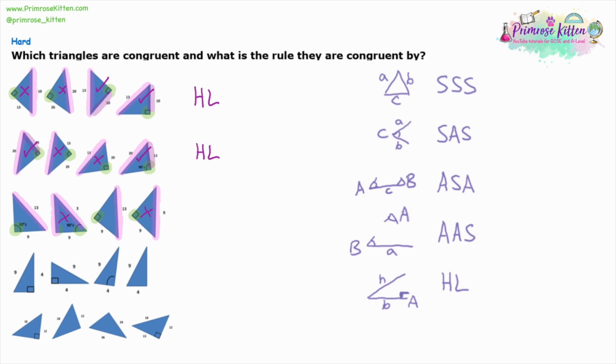So what about the first one and the third one? Do they both have the same length joining the hypotenuse and the right angle? We have 9 for the first one and 9 for the third one. So yes, it looks like they are congruent. And we have a hypotenuse and we have a length.